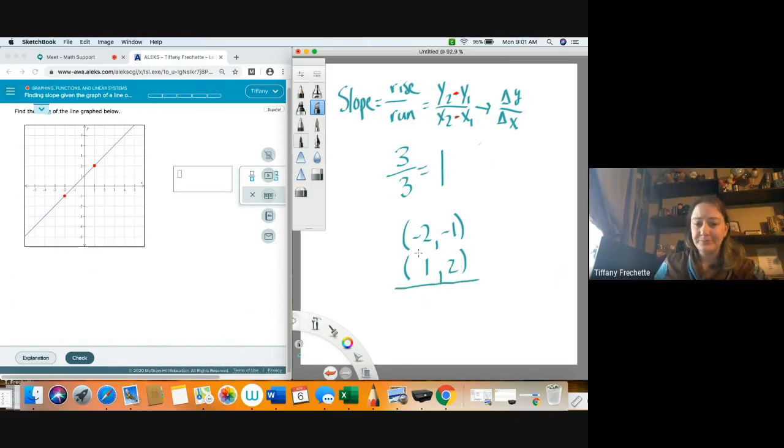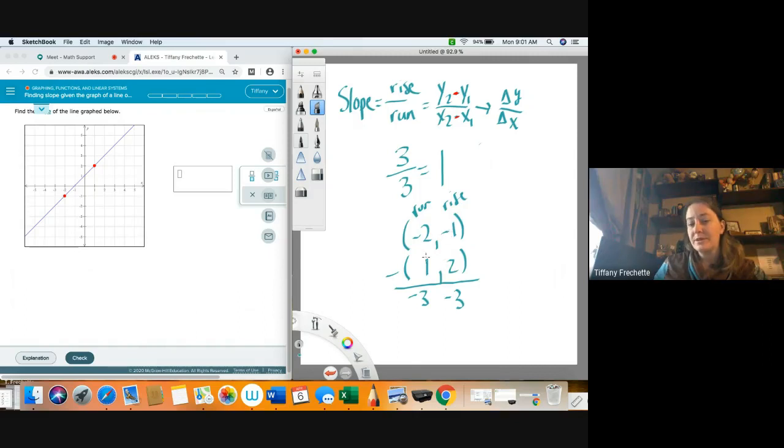All right. So now I'm going to subtract. Remember, this is run, this is rise. These are my X's, these are my Y's. So they're just already lined up for me. I don't have to worry about X1 and X2 and Y1 and Y2. It's lined up for me. So -2 minus 1. Remember, you have to give the minus to the 1 or it doesn't work. So we end up with -3. And then we have -1 minus 2. So we end up with -3.